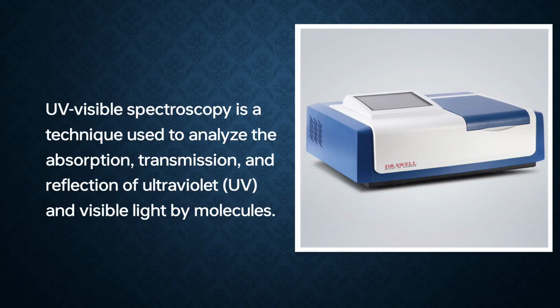So first of all, what is UV visible spectroscopy? It's a technique used to analyze the absorption, transmission and reflection of ultraviolet and visible light by molecules.